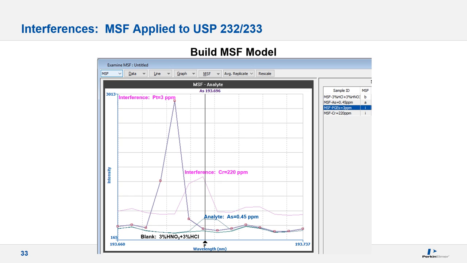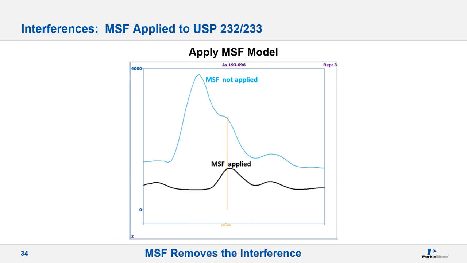We then overlay all the spectra, and then we assign each spectrum. Our acids are assigned a blank, arsenic is assigned an analyte, and then our platinum and our chromium are assigned as interferences. We then save this model and apply it to the method. After the MSF model is applied, the effects of the interferences are removed. We can see this by looking at these two spectra.